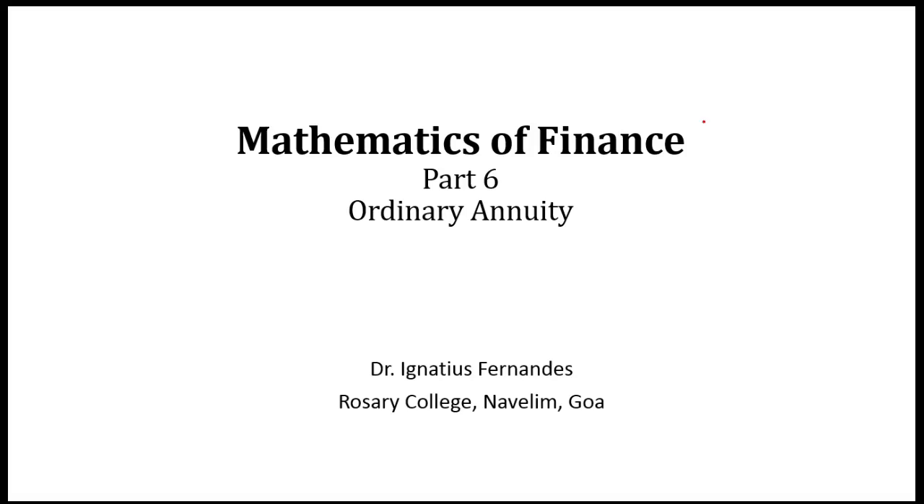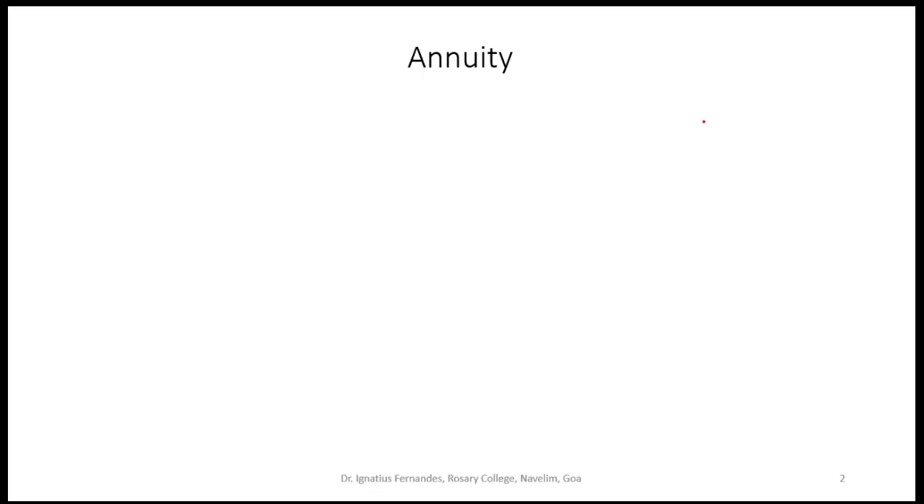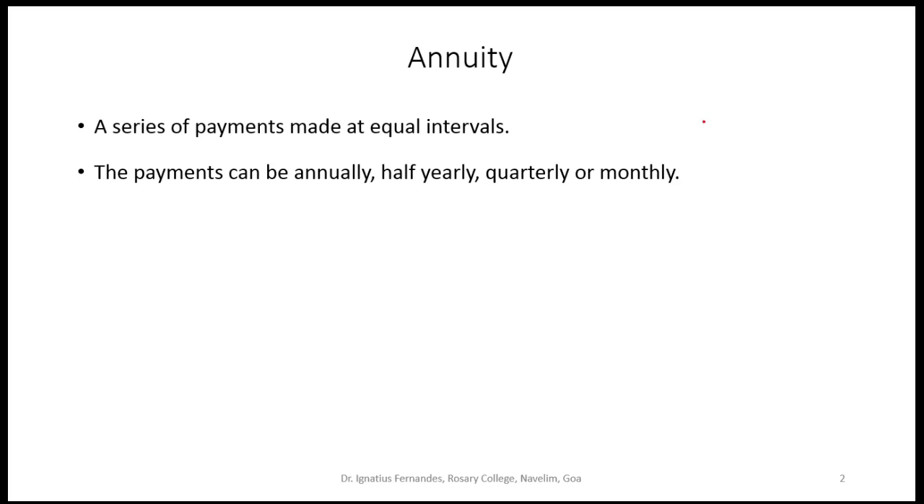Welcome back to module 6 of the unit Mathematics of Finance, and we will be talking about ordinary annuity in this module. Now, what is an annuity? An annuity is a series of payments made at equal intervals. And these payments can be either annually, half yearly, quarterly, or monthly.